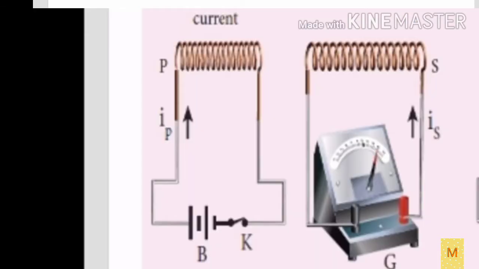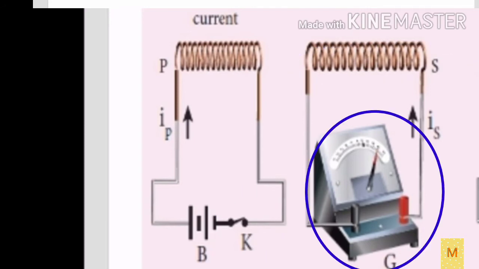Next, let us discuss about the second experiment. Consider two closed circuits as shown in figure. The circuit consisting of a coil P, a battery B, and a key K is called as a primary circuit, while the circuit with the coil S and the galvanometer G is known as the secondary circuit.